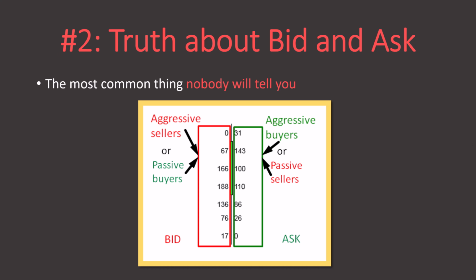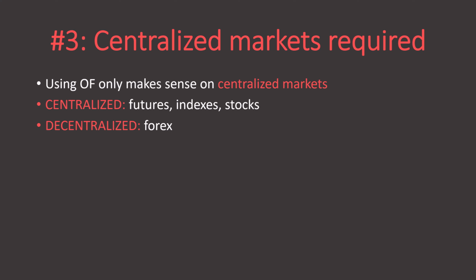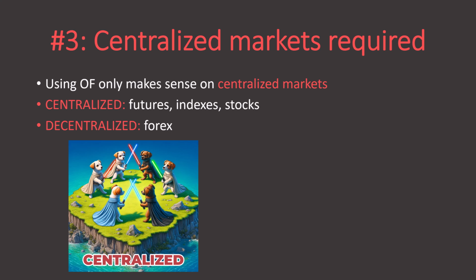So let's move forward. The third uncomfortable truth is that in order to trade with order flow, you need to trade a centralized market. Now, a centralized market, that's a market where all the trading instruments are traded at one central place. That's, for example, futures, indexes, or stocks. And on that one place, all those are traded and the order flow shows data from that one place. In other words, the order flow will show you all the transactions of all market participants.